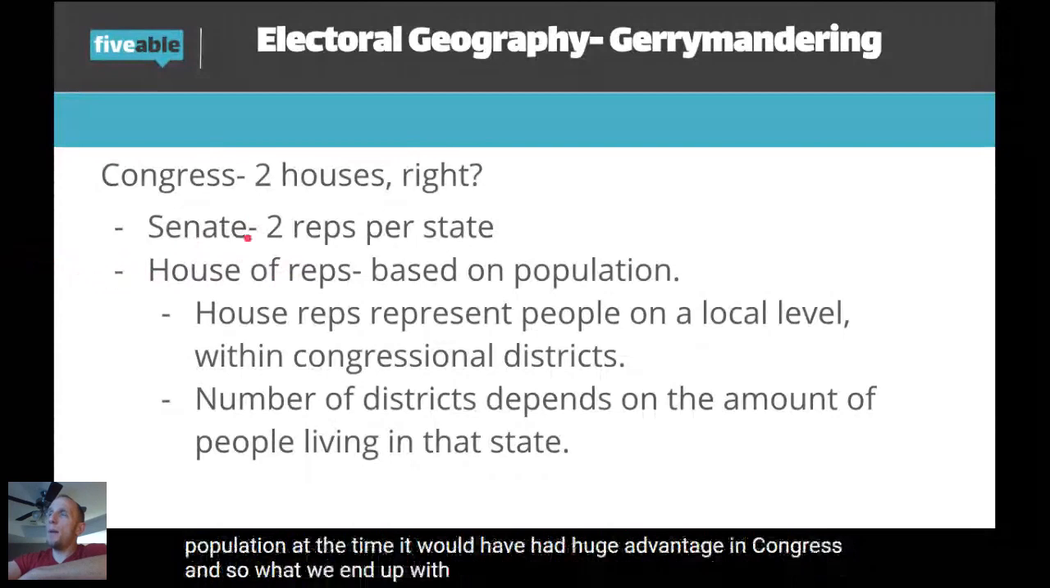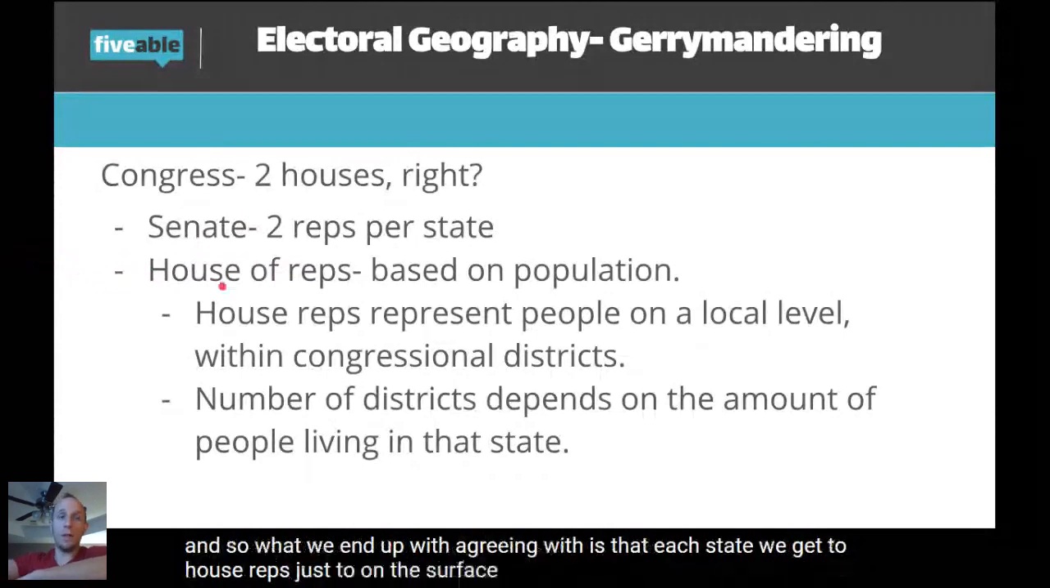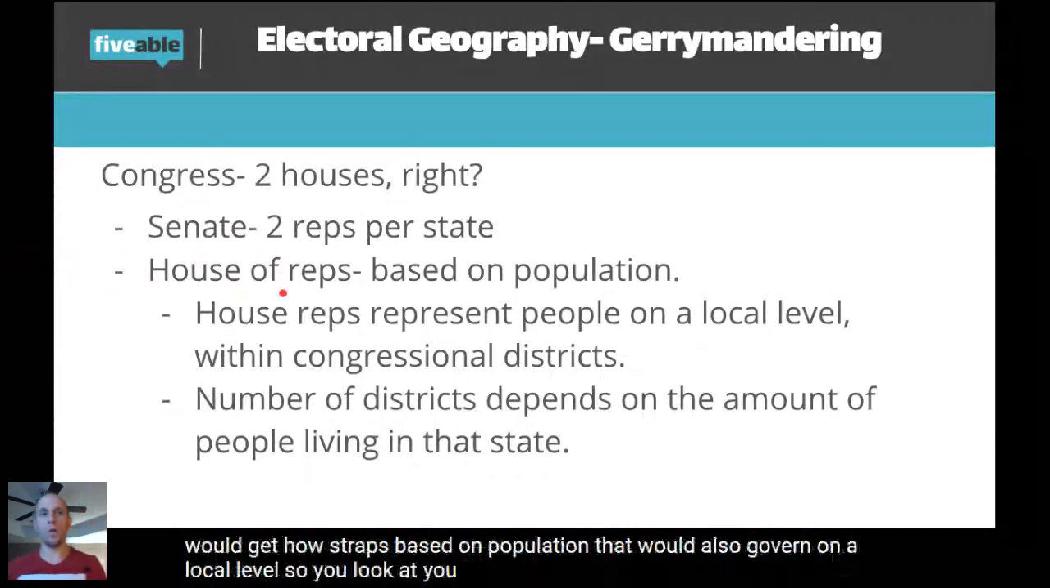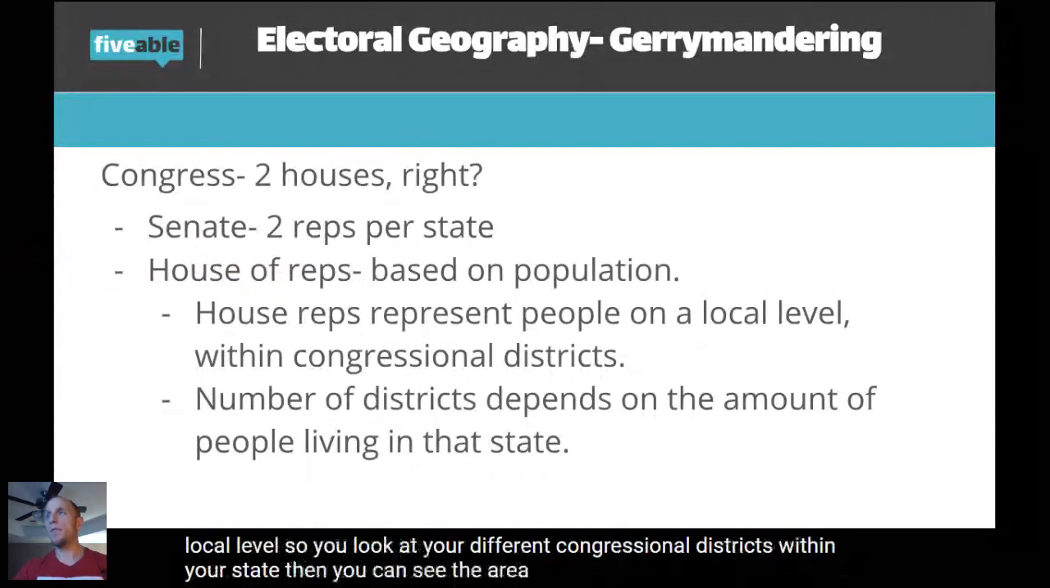And so what we ended up agreeing with is that each state would get two Senate reps, just two on the surface, and then it would get House reps based on population that would also govern on a local level. So you look at your different congressional districts within your state, then you can see the areas that each representative is going to be representing.